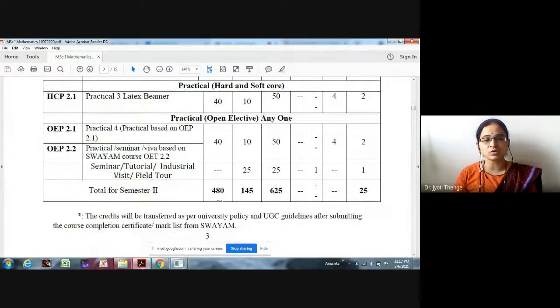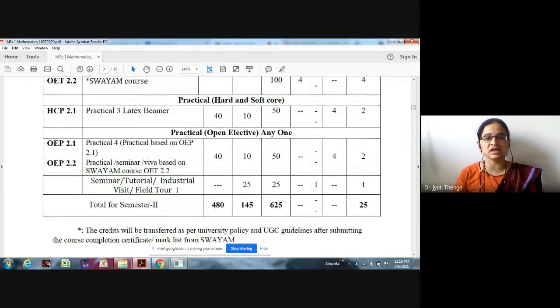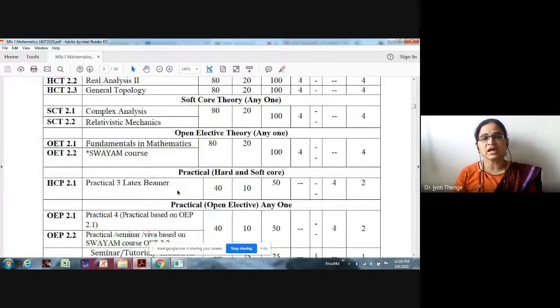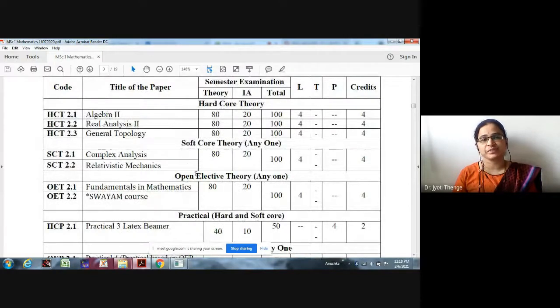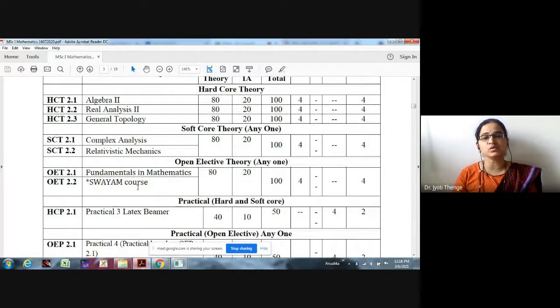Now in 1 or 2 days we will distribute the seminar topics to you, and you have to make the preparation, and accordingly we will conduct the seminars on every Saturday as we conducted in the last semester. Okay, this is your structure. If you have any difficulty with the structure, you can ask me.